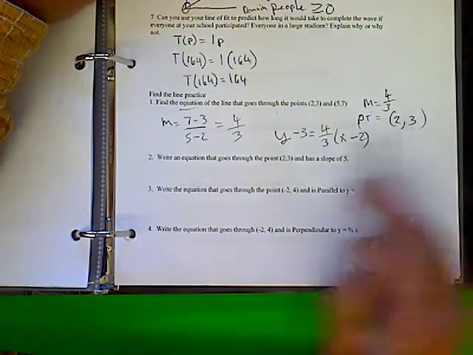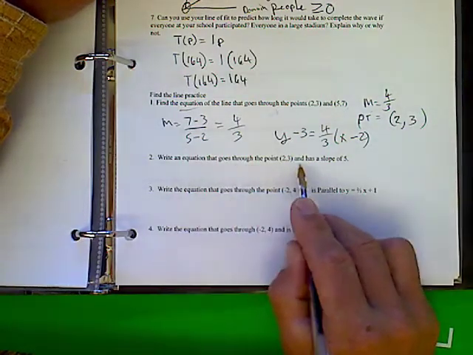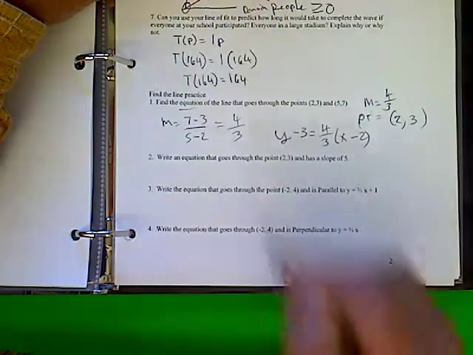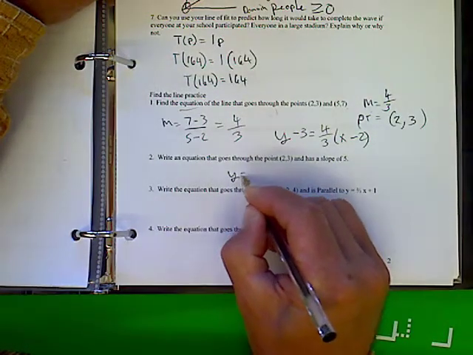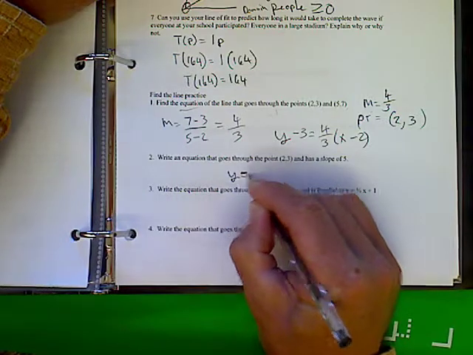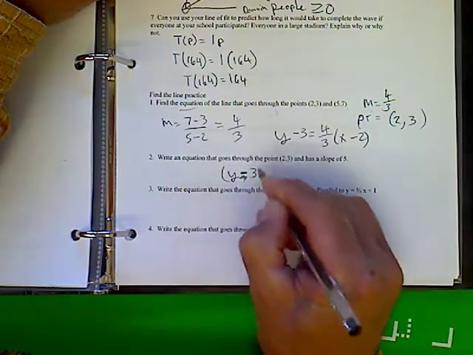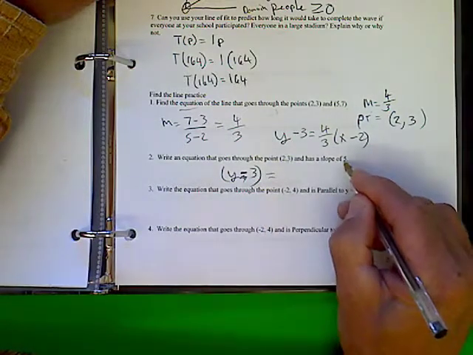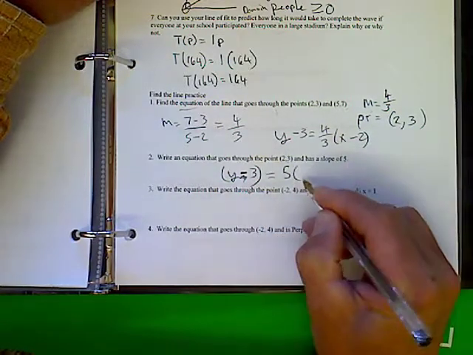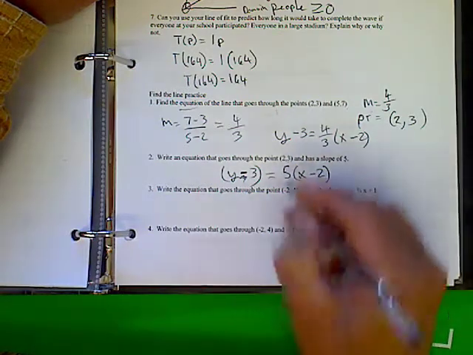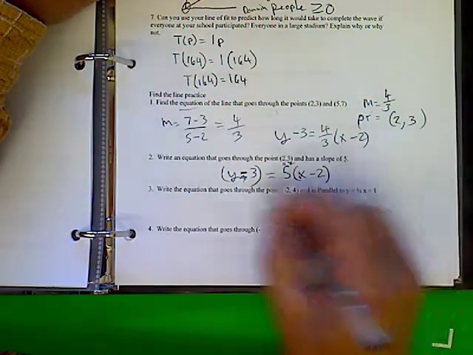Write an equation that goes through the point 2, 3 and has a slope of 5. I just gave you that information, right? So once again, I can say y minus 3, the y-coordinate of my point, equals the slope 5 times x minus 2, the x-coordinate of my point. Because here's x, there's y, boom, boom.